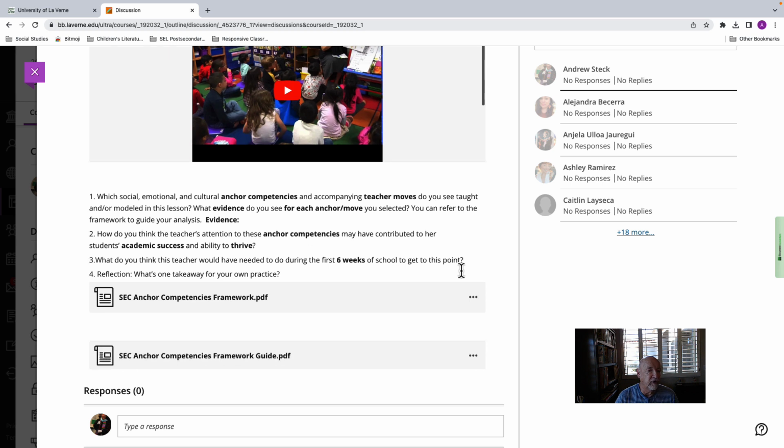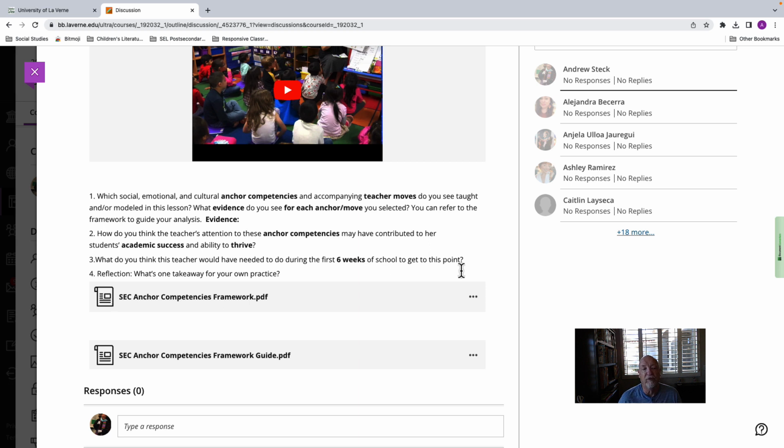How do you think the teacher's attention to these anchor competencies may have contributed to her students' academic success and ability to thrive? 3, what do you think this teacher would have needed to do during the first 6 weeks of school to get to this point? So think about routines, procedures, practicing those over and over to meet the teacher's expectations.